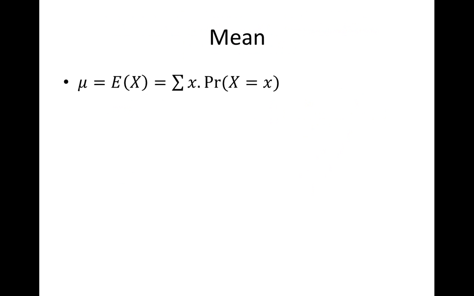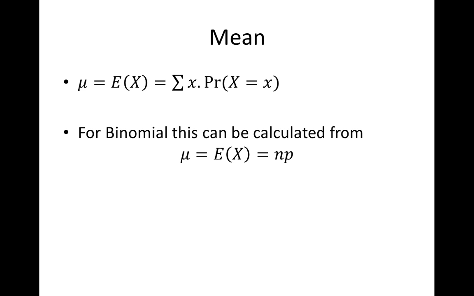The mean. As with all discrete probability distributions, we can calculate the mean by summing all the X values multiplied by their respective probabilities. But for the binomial distribution, we can use N times P.